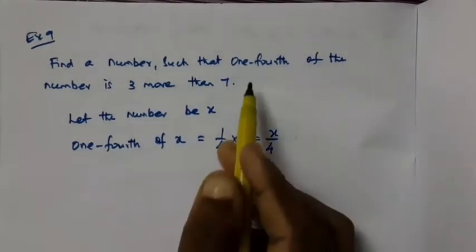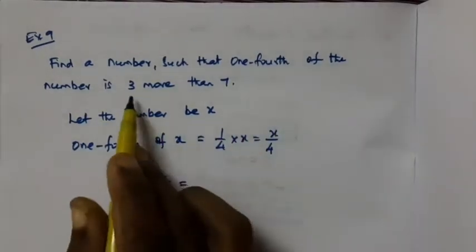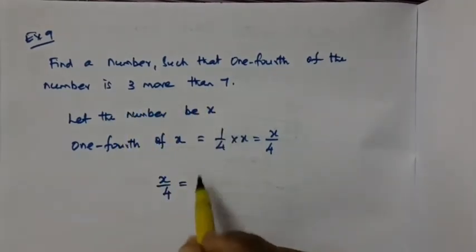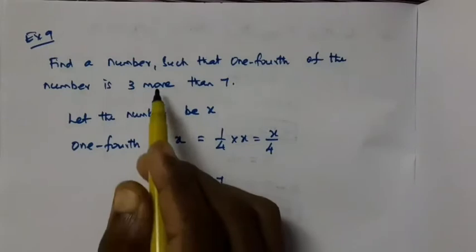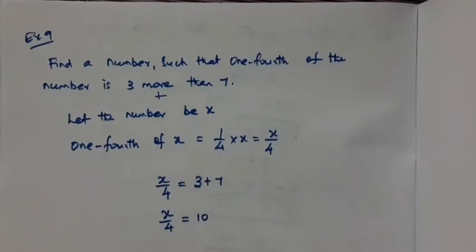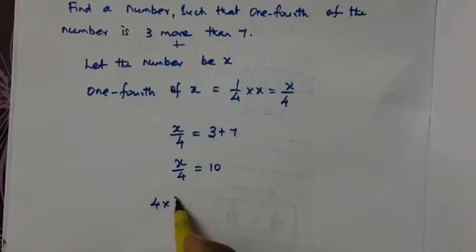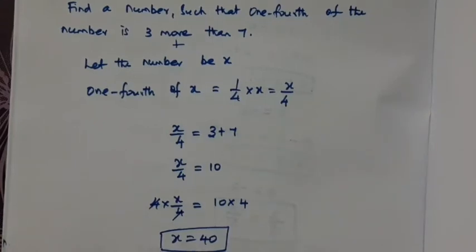So 1/4 of the number, which is x by 4, is 3 more than 7. What is this? 3 plus 7. More than means you have to add. So x by 4 is 7 plus 3, which is equal to 10. Now we have to find the value of x. I am going to multiply by 4 on both sides. x by 4 equal to 10 multiplied by 4. This 4 will get cancelled. x equal to 40. Okay, this is the answer.